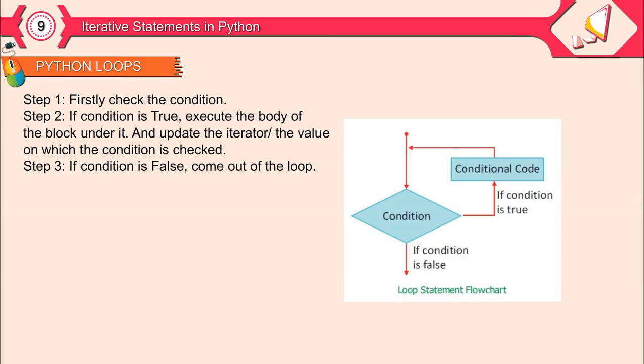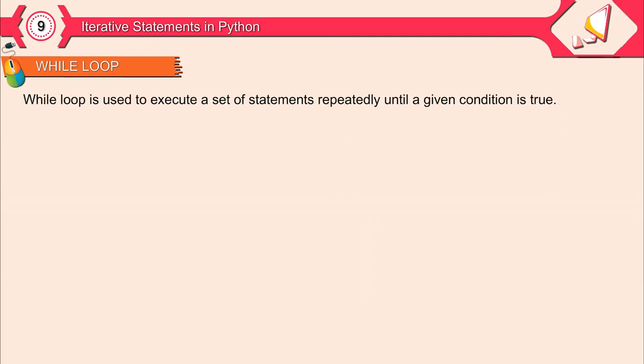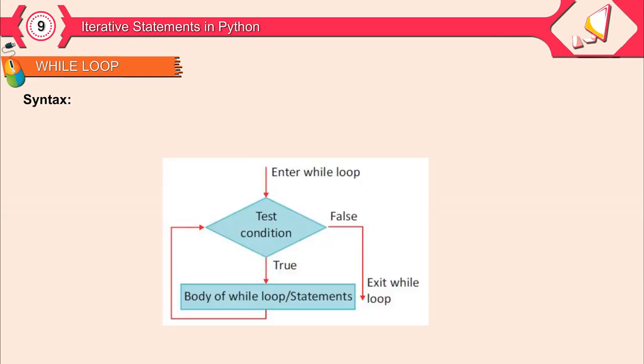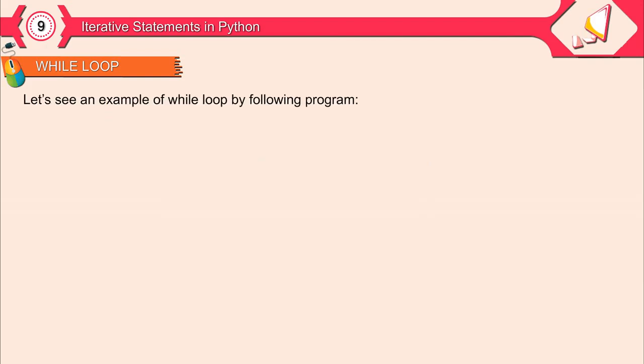Loop statement flowchart. While loop. While loop is used to execute a set of statements repeatedly until a given condition is true, and when the condition becomes false, the line immediately after the loop in the program is executed. The syntax of while loop is shown below. Syntax: while test condition, statement, statements. Enter while loop, test condition, true, body of while loop, statements, false, exit while loop.